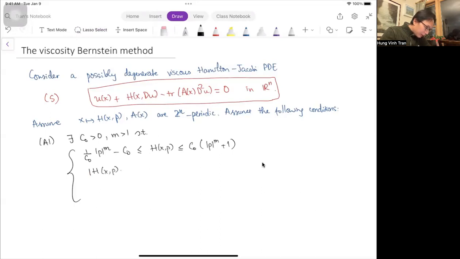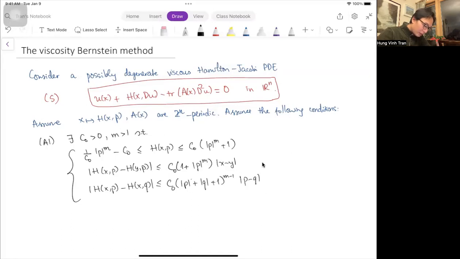It is locally Lipschitz in x: |H(x,p) - H(y,p)| is bounded by a constant times (1 + |p|^m)|x - y|. And we assume also that it's locally Lipschitz in p, with constant C naught. So we try to put a universal constant C naught. And this holds true for all x, y, p, q.